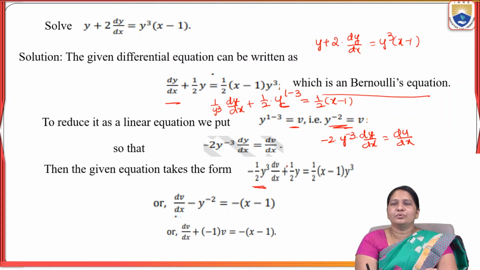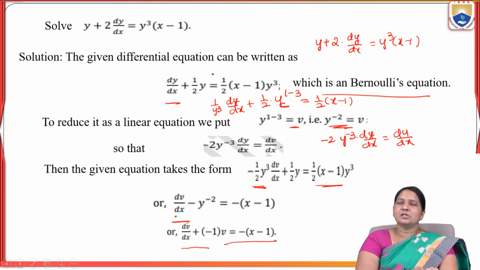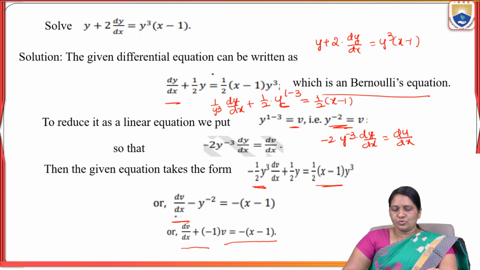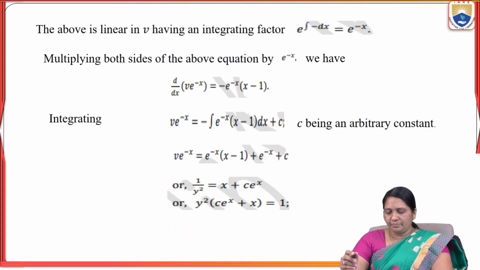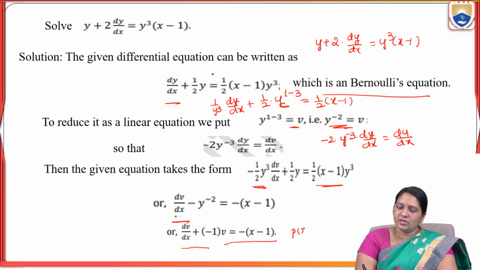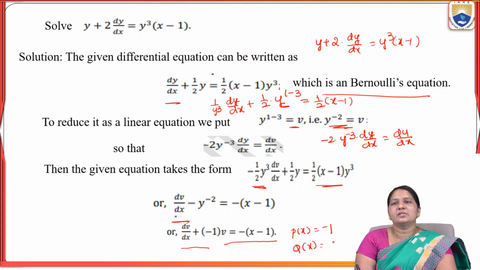Minus 1 by 2 into y cube dv by dx plus 1 by 2 into y, equal to 1 by 2 into x minus 1 into y cube. So finally, after replacing this value, I am getting here dv by dx minus 1 into v equal to minus x minus 1. So now I am having the p of x value. What is the p of x value here? Minus 1. What is the q of x value here? That is 1 minus x.